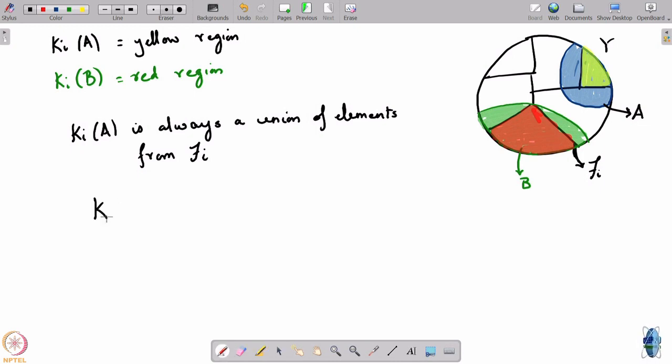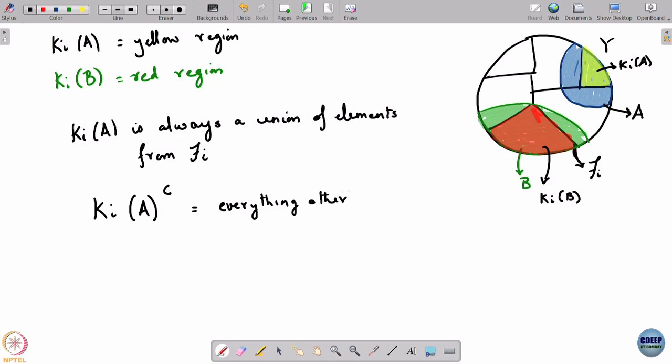Alright. So, now what does this mean? Let's look again now at Ki of A complement. Now, what is Ki of A complement then? Ki of A necessarily contains those elements of player I's partition which are completely enclosed in A. Okay. So, Ki of A complement will include what? Yeah, the union of all the other elements of his partition, right. So, in particular, suppose here I said the yellow region is Ki of A, the red region here was Ki of B. So, what is Ki of A complement? Ki of A complement is everything other than the yellow region.